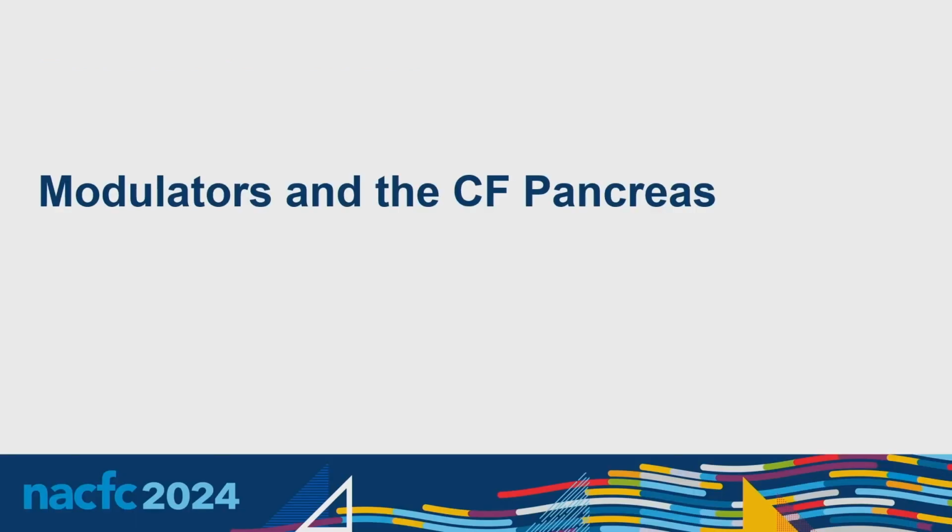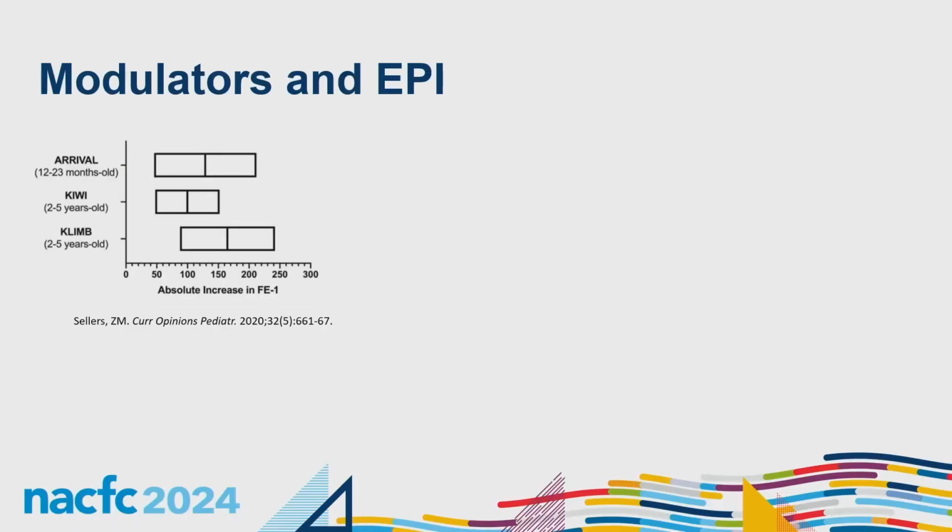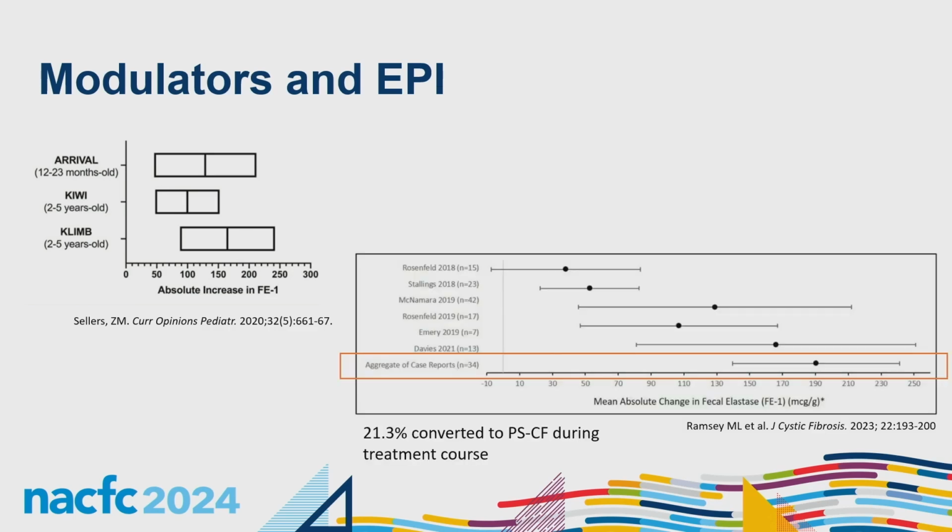Next, let's discuss the effects modulator therapy may have on CF pancreas pathology. There are several studies that show improvement in fecal elastase with modulator use. ARRIVAL, which studied ivacaftor use in 12 to 24-month-olds, as well as KIWI, which studied ivacaftor in 2 to 5-year-olds, and its open-label 84-week extension study KLIMB, found a mean absolute increase in fecal elastase ranging from 99 to 164 micrograms per gram. In a scoping review, Ramsey et al.